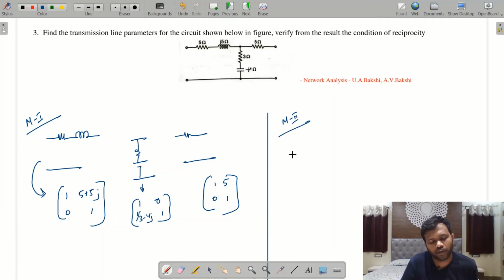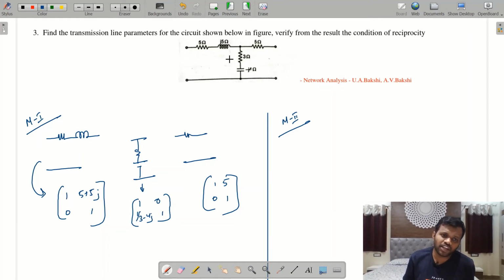Or method 2. We already have the conventional method: consider this as I1, I2 and find V1 in terms of V2 and I2, and I1 in terms of V2 and I2. It will be very difficult, as complex impedance with reactance and resistance is there. It will be very difficult to find the inverse of that impedance, so it will take a very large time. That is the reason I am following the other two methods.